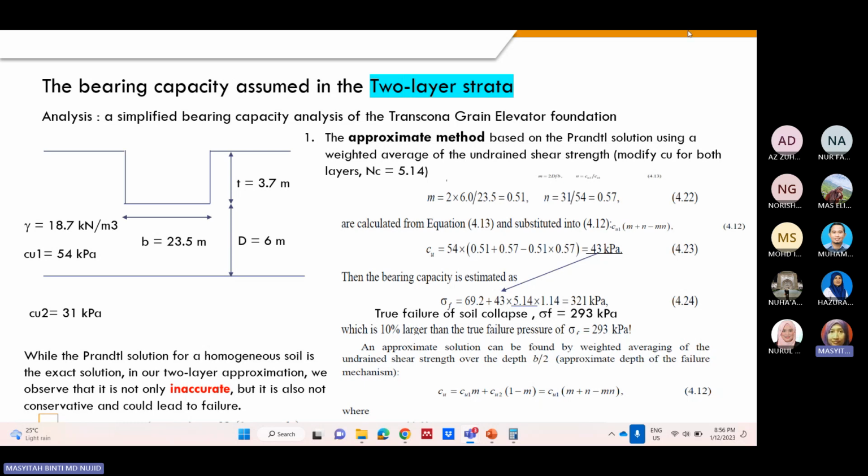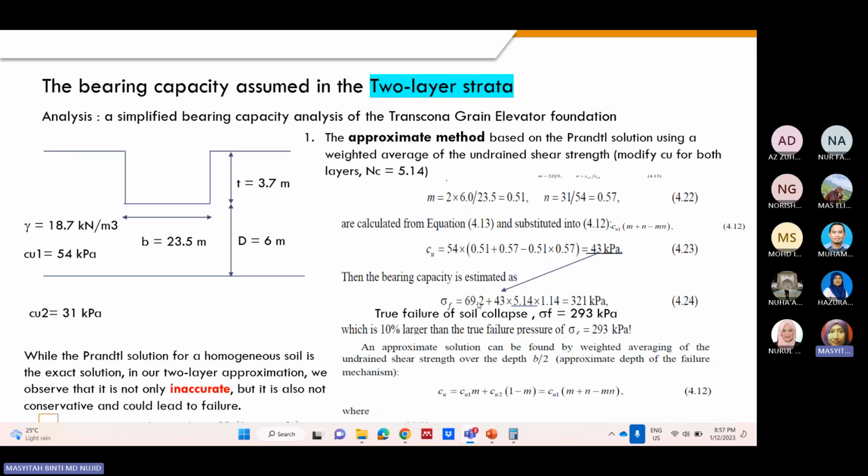So from these assumptions, using the blended failure mechanism with modifications for the CU according to the ratio M and N, it was found that the modified or adjusted undrained coefficient is equal to 43 kPa. So the CU value becomes 43 kPa. It does not use 54, and does not use 31.